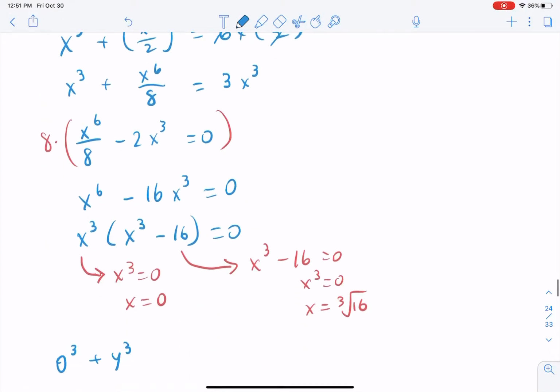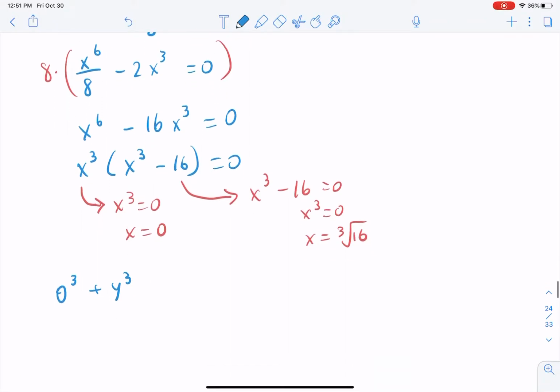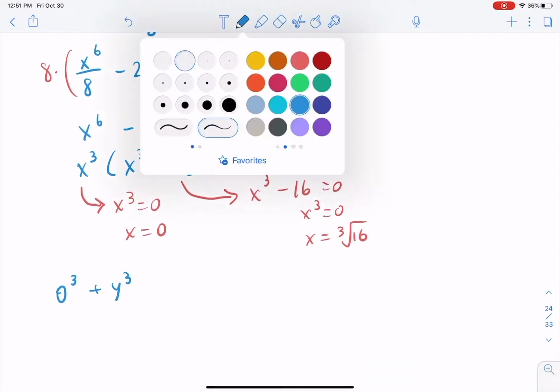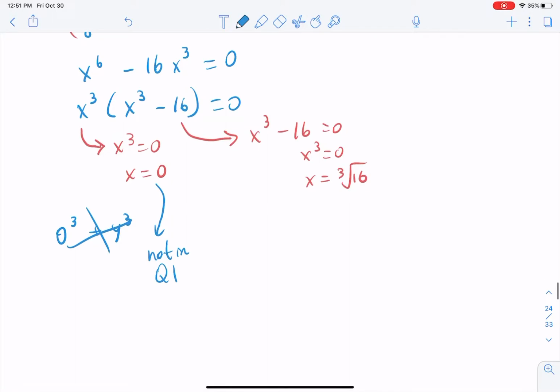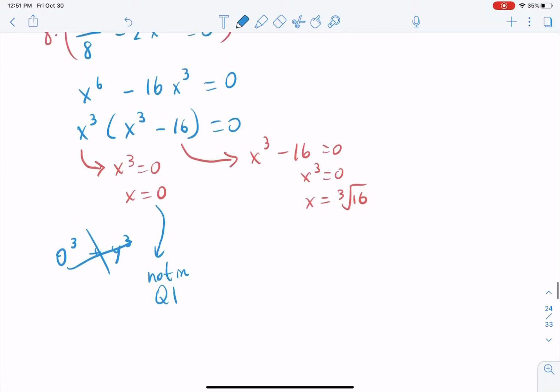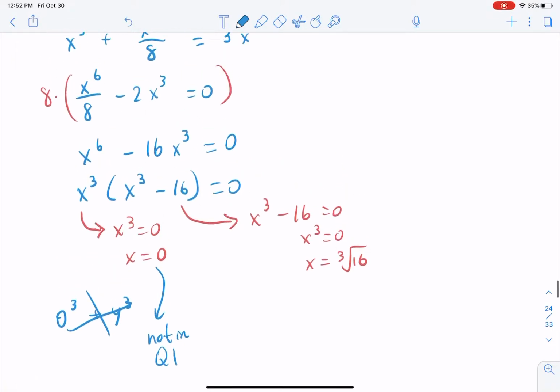Oh, you know what? I don't have to do that one at all. I'm going to tell you as soon as my pen starts working. Not in quadrant 1, right? That's on the axis. That's on the x-axis, so it doesn't even matter if it works or not. We want it strictly in the first quadrant. Okay, all right, so let's come back over here. That positive cube root of 16, it is definitely in the first quadrant.